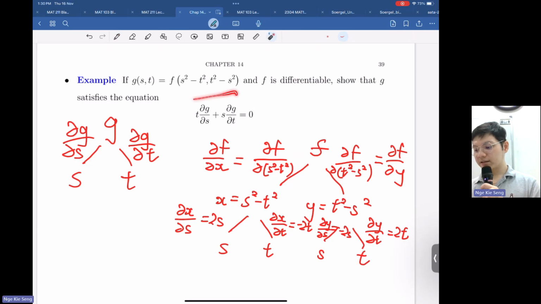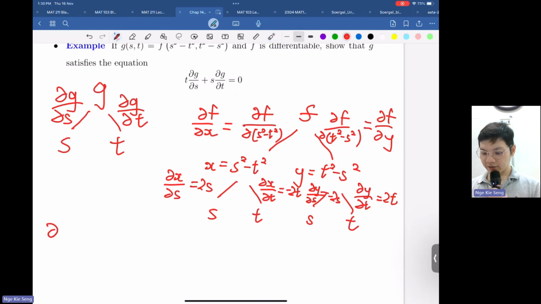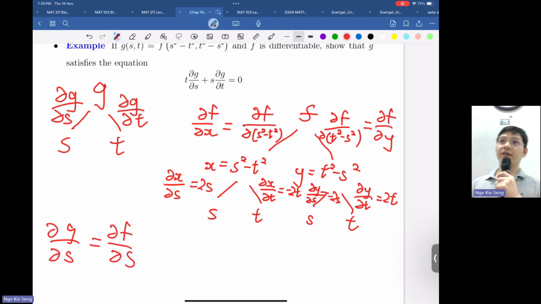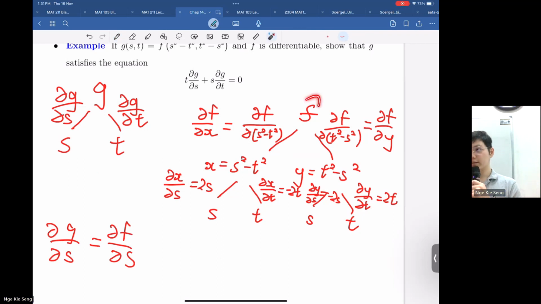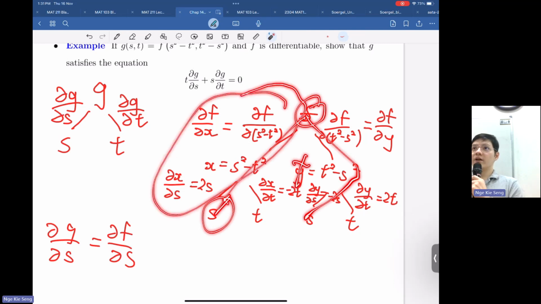This is like a composite function. In this case, how do we compute del G over del s? Computing del G over del s is equivalent to computing del F over del s. In this new tree, how many ways are there to go from s? Two ways, the same two ways. So you need to add up the two paths and take the product when you concatenate the path here.